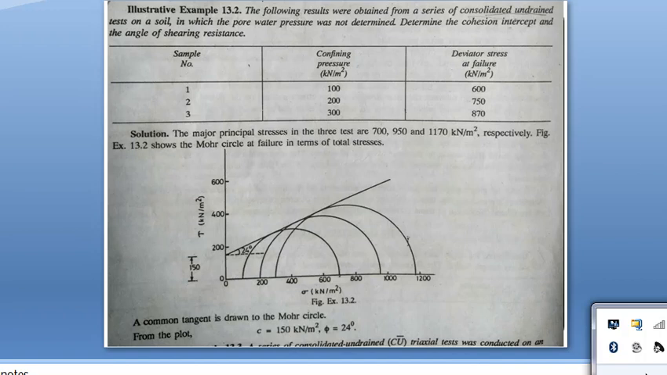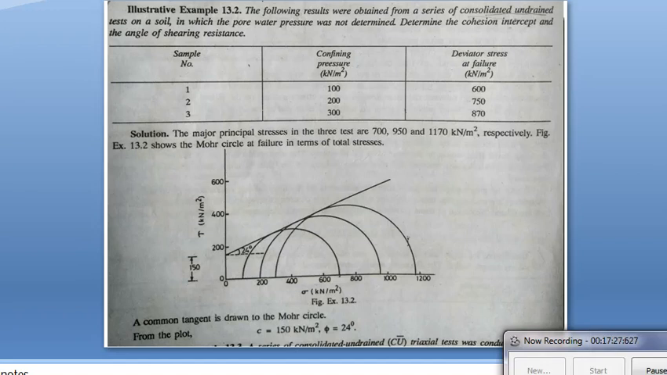You just try to do it. This is about the triaxial shear test. So you just go through the Arora textbook and read the procedures. I will share this slide also.